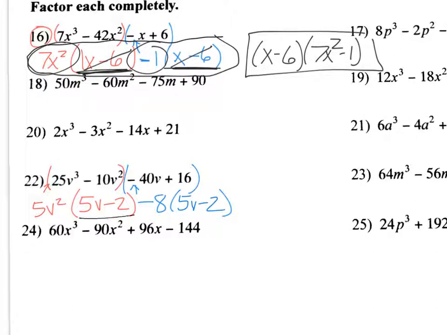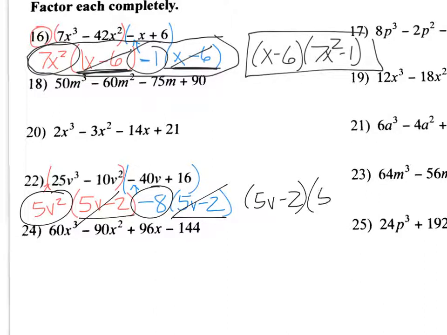Again, what should happen? These 2 groups should be the same. So we're going to get rid of those and put it over here. And then I'm going to take what I took out and group it together, which would be 5v squared minus 8. So that is how grouping works.